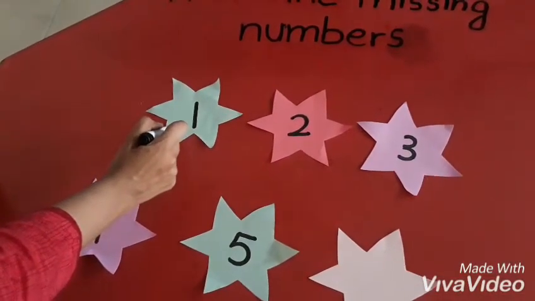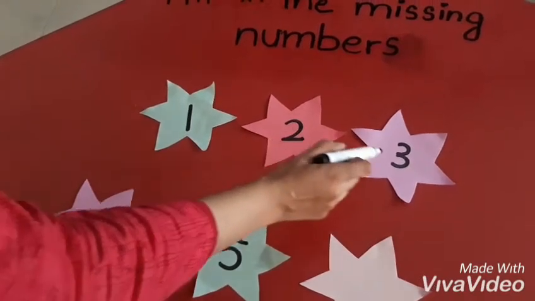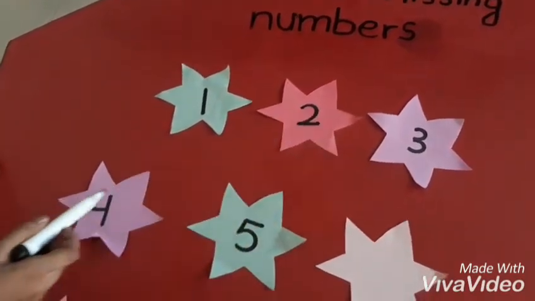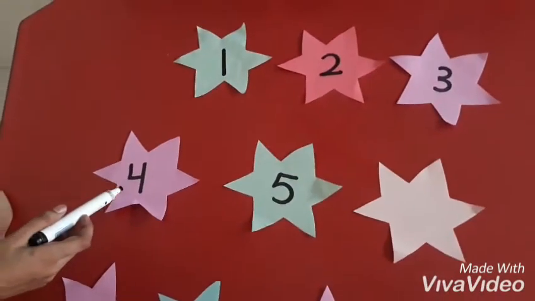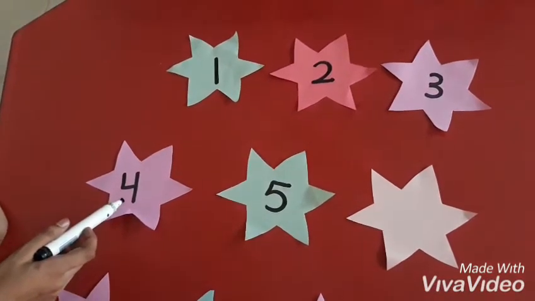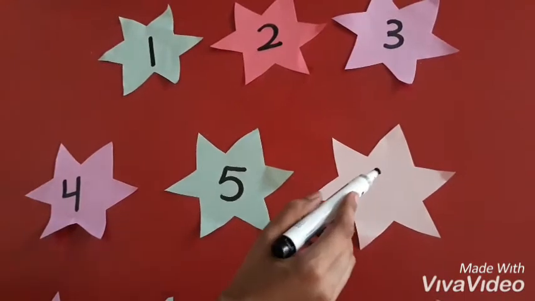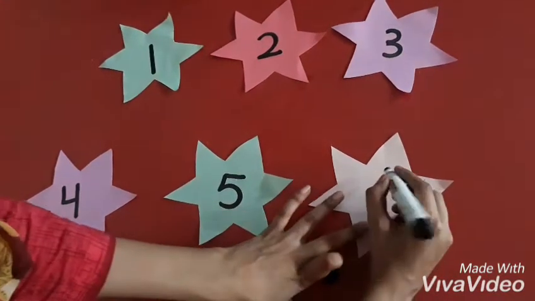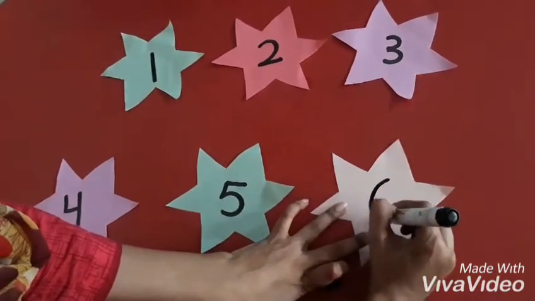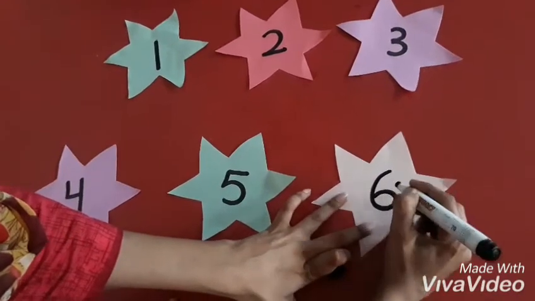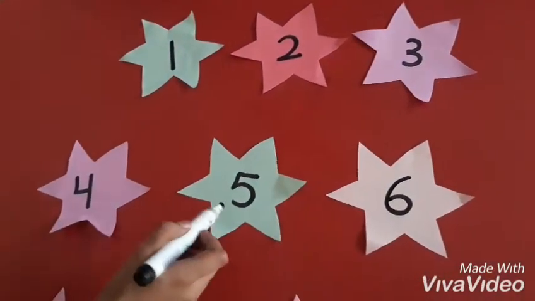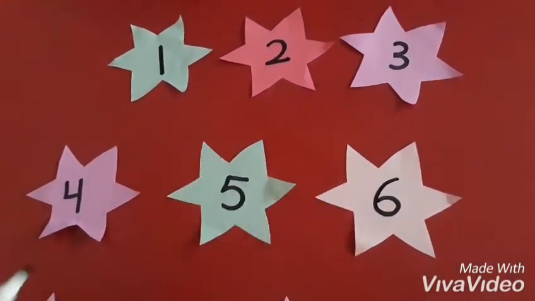1, 2, 3. Students, what's this? 4. 4, 5. Which number is missing? Number 6. Now write down number 6. 4, 5, 6.